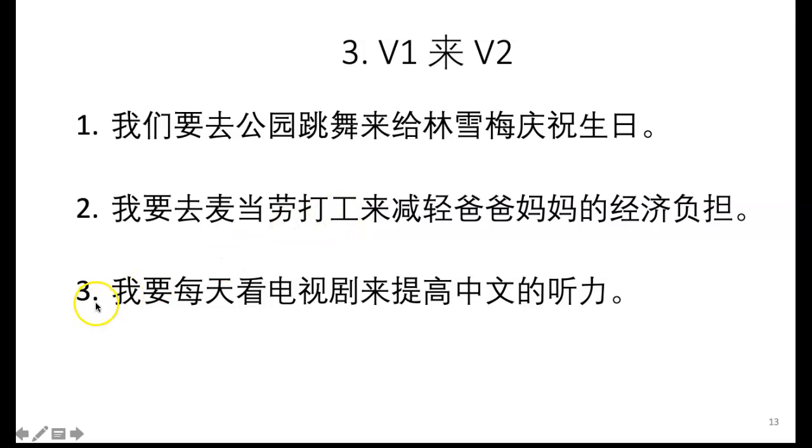好，那我们看第三句，我要每天看电视剧。This is the first action. 提高中文的听力。This is the second one. So the goal is to improve the listening ability of Chinese. How can I achieve that? Watch TV shows every day.